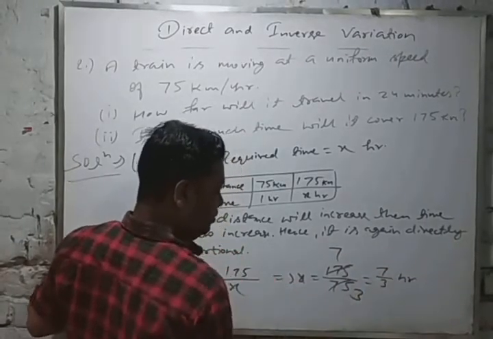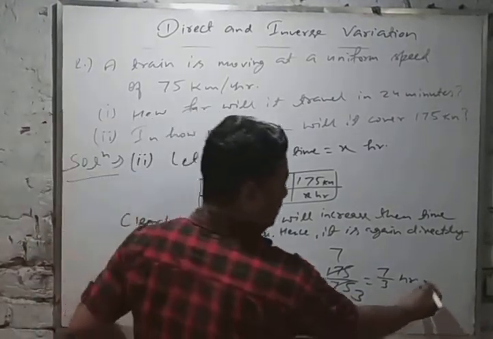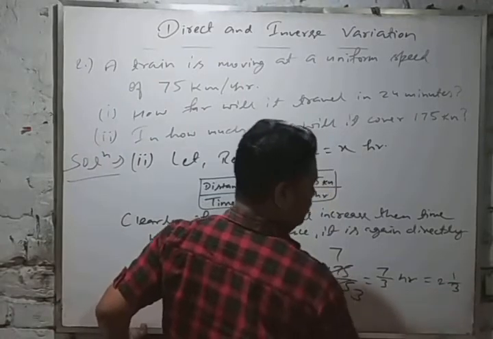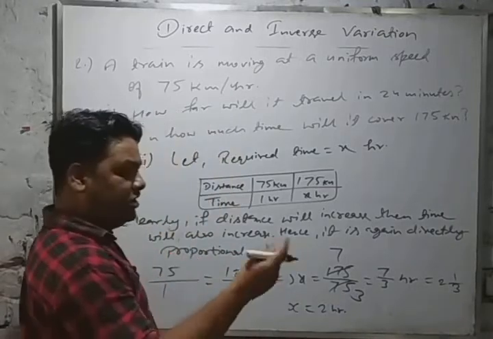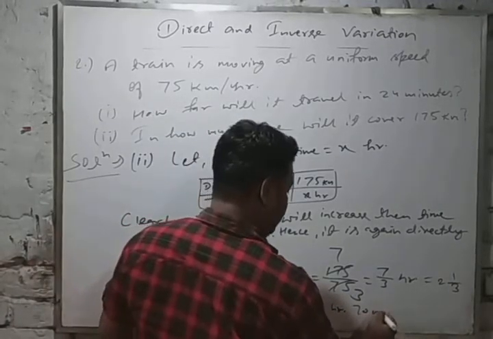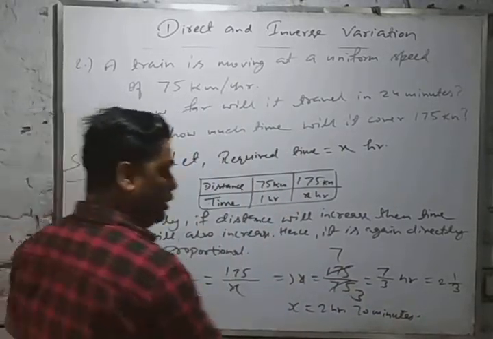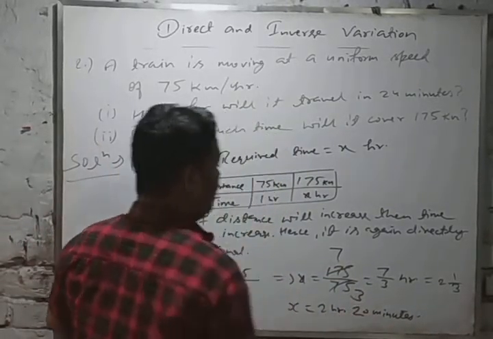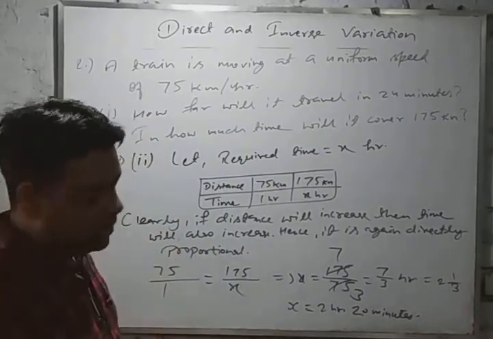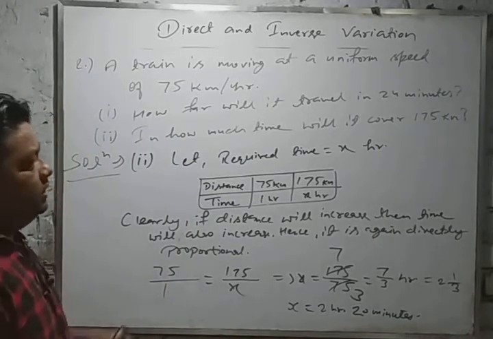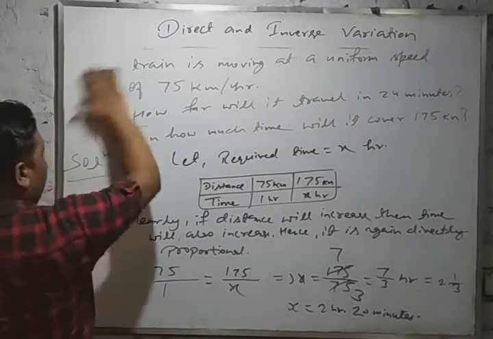We can change it into minutes. If you change it, 3 twos are 6, 1, so 2 and 1 by 3. It means 2 hours, and 1 by 3 into 60, it means 20 minutes. So in 2 hours and 20 minutes, this train can cover 175 kilometers of distance. Okay. Now this is the question based on speed, distance, time. So now let's move to the next question.